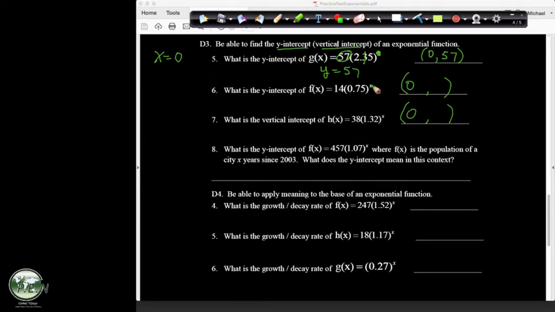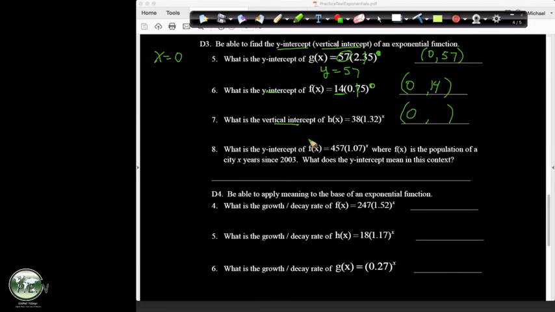So for number 6, plug in 0 for x, and what are we going to get? 0.75 to the 0 is also 1. 1 times 14 is still 14. So that's our vertical intercept. Sometimes they call it y-intercept, sometimes they call it vertical intercept. They are the same thing.